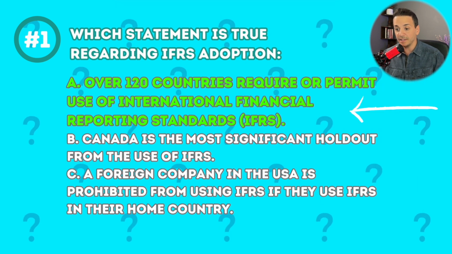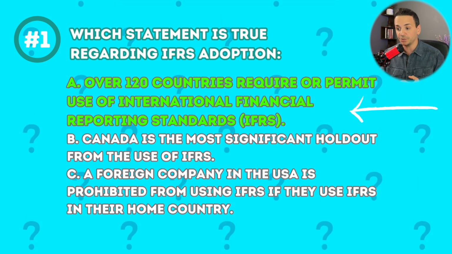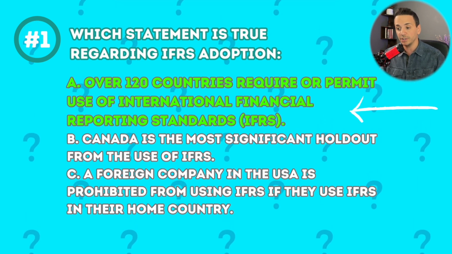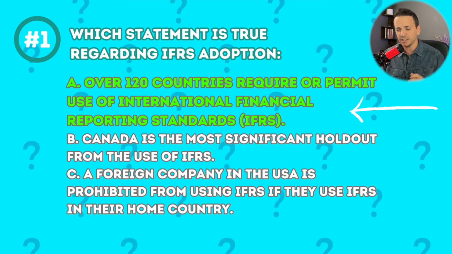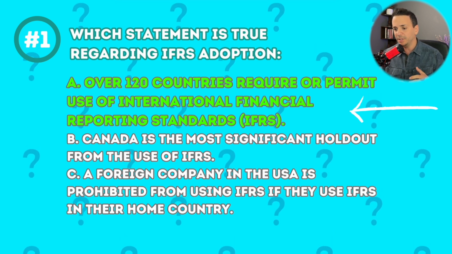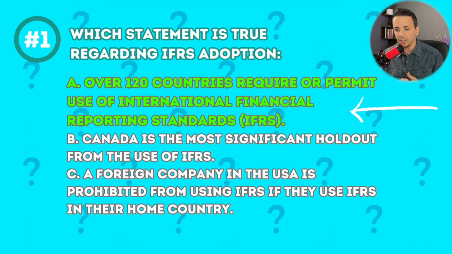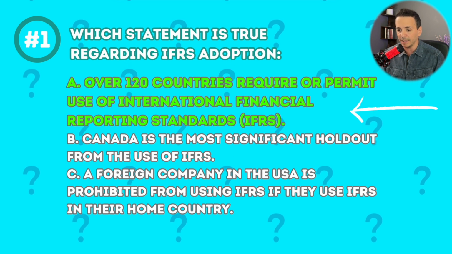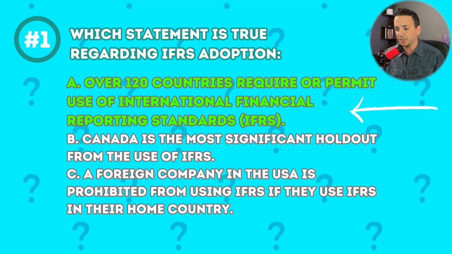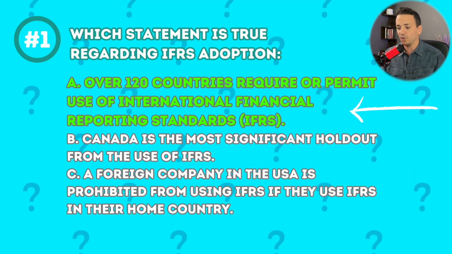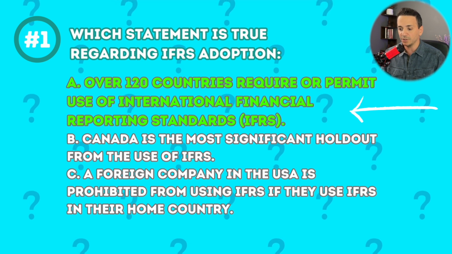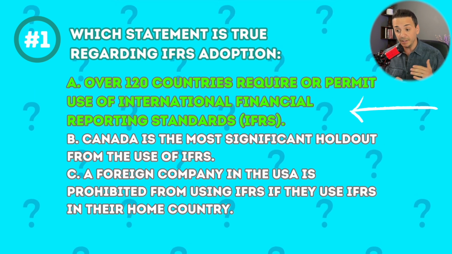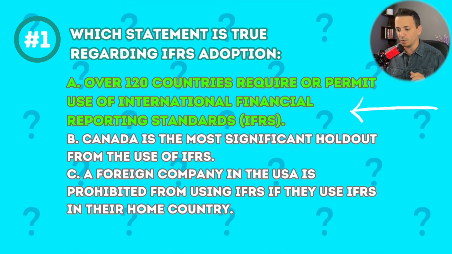Okay, and the answer is of course A. Over 120 countries require or permit use of International Financial Reporting Standards. I think it's about 140 countries. B. Canada is using IFRS, so Canada is not a holdout. C. Foreign company in the USA is prohibited from using IFRS if they use IFRS in their home country. Of course, they are permitted to use IFRS if they use it in their home country.